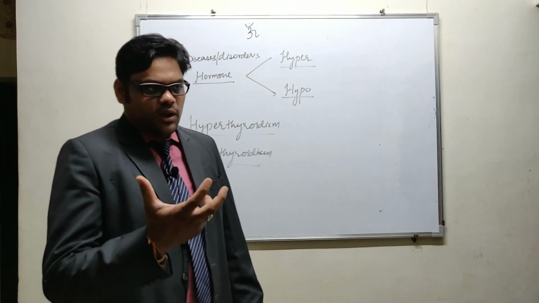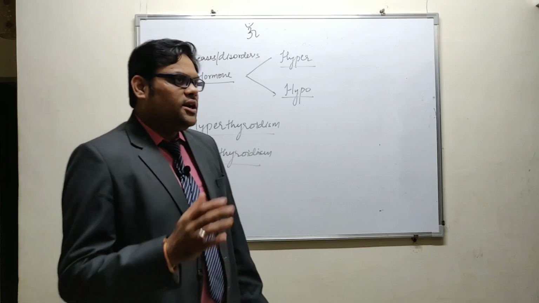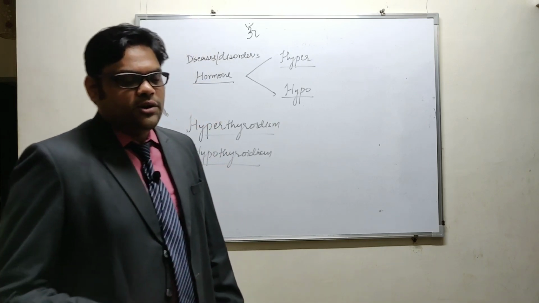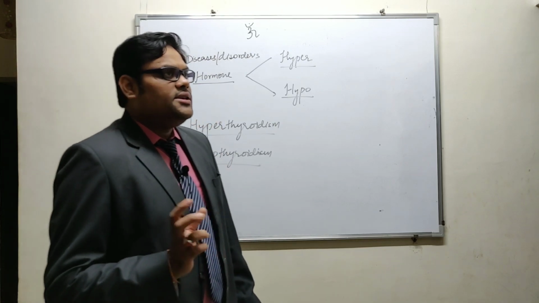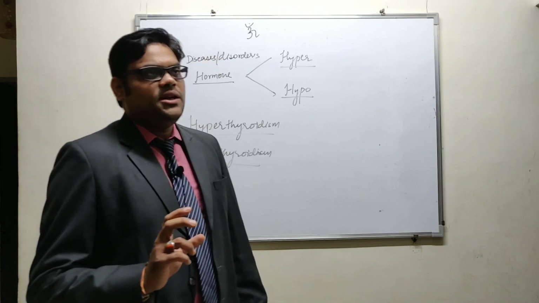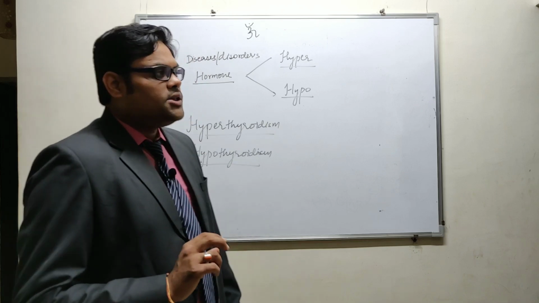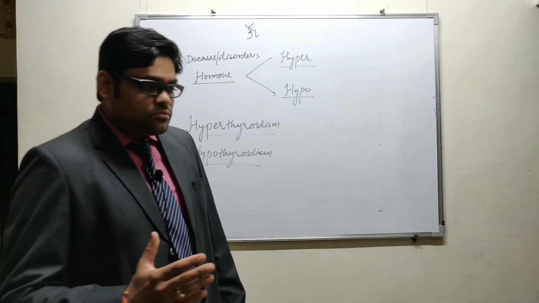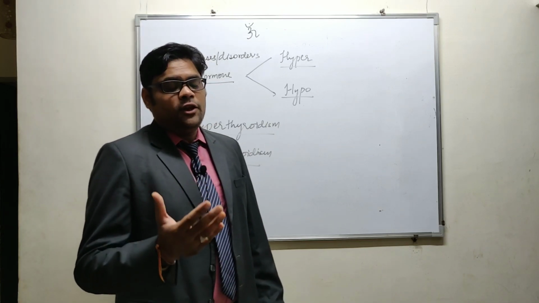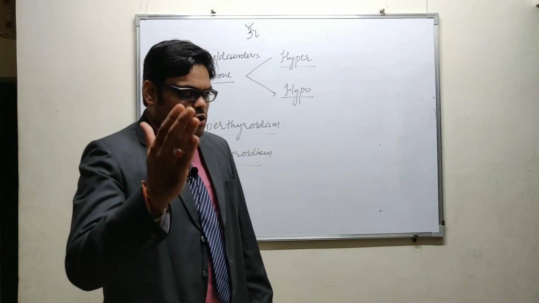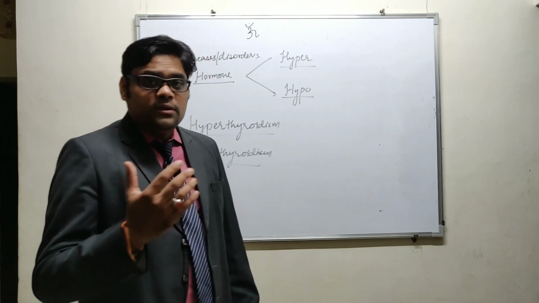Now coming next, the thyroid has two types of cells. One is the thyroid follicles, and the other is the parafollicular cells, or C cells. The C cells of the thyroid secrete thyrocalcitonin, which helps in maintaining the metabolic concentration of calcium in the blood.